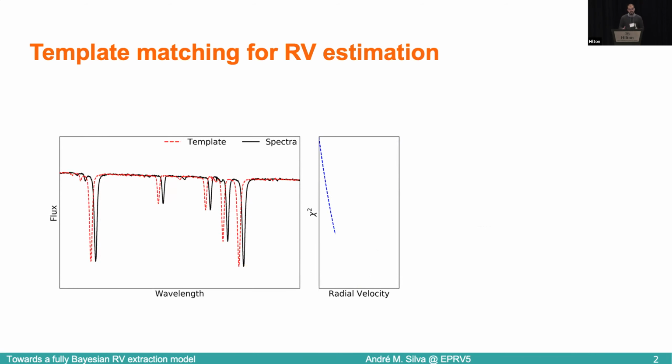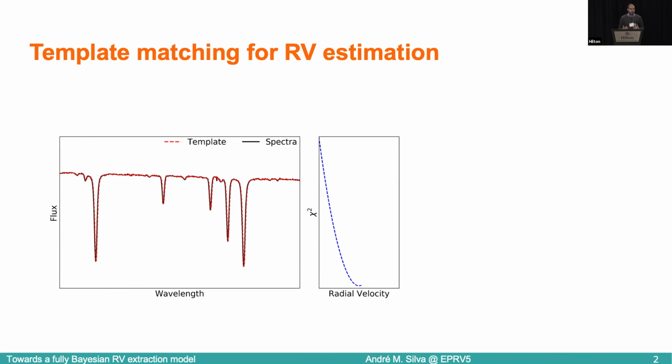The main idea behind template matching is that we try to align a very high signal to noise stellar template with the individual observations that we have of a given star. Typically, this is done on an order by order basis, providing us independent measurements of the radial velocity value, which will then be combined through, for example, a weighted mean to get the final radial velocity value.